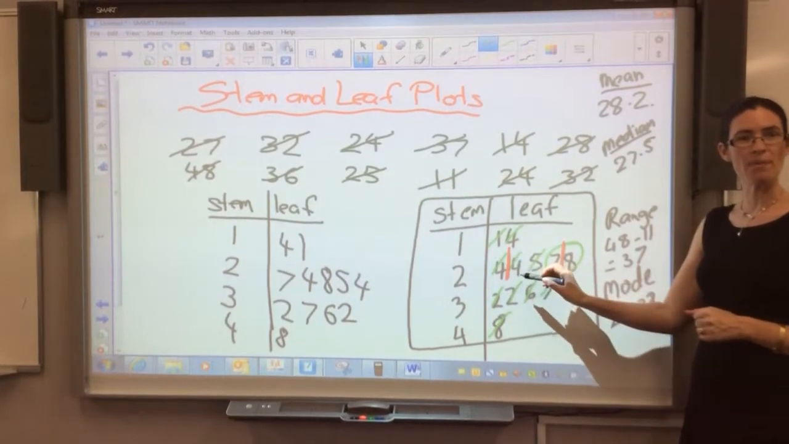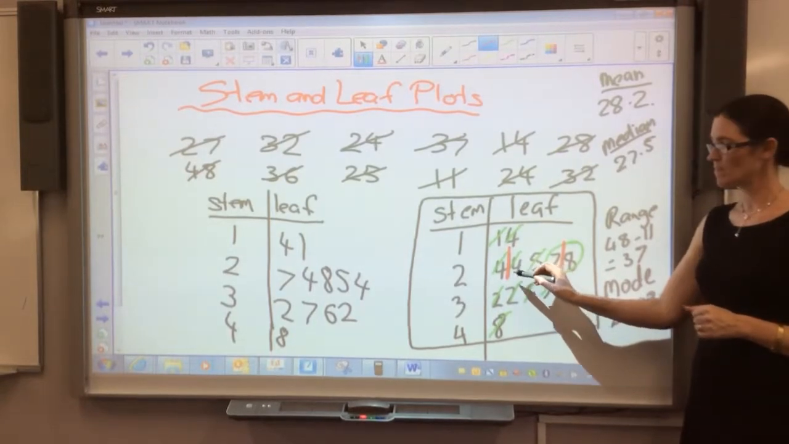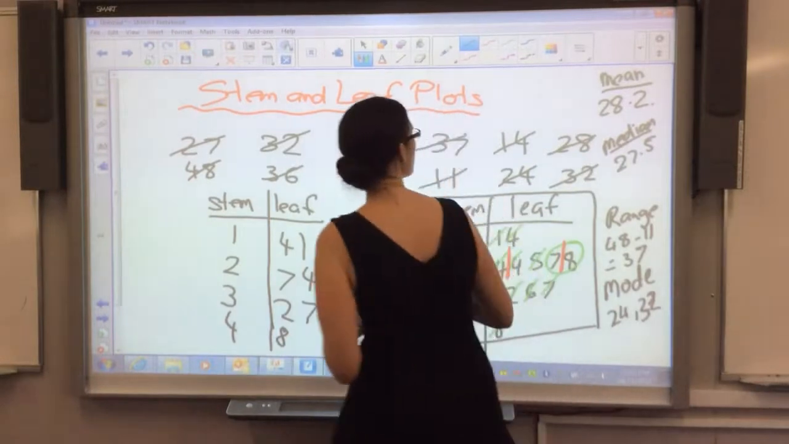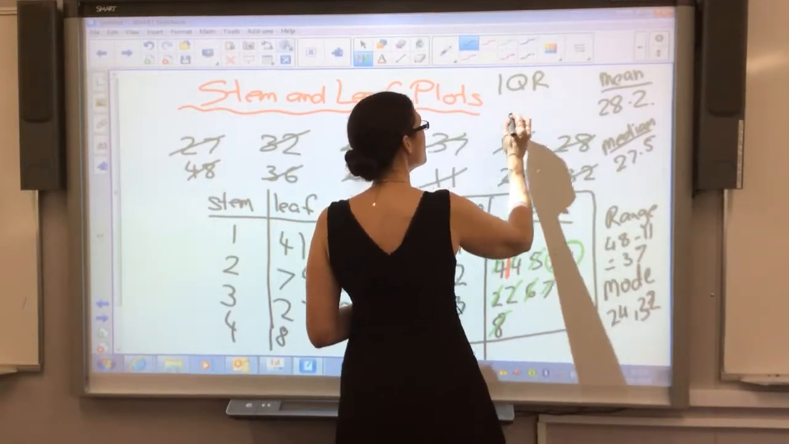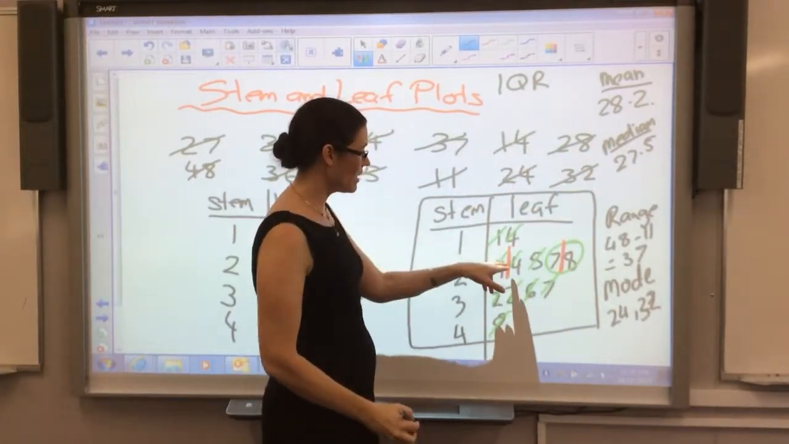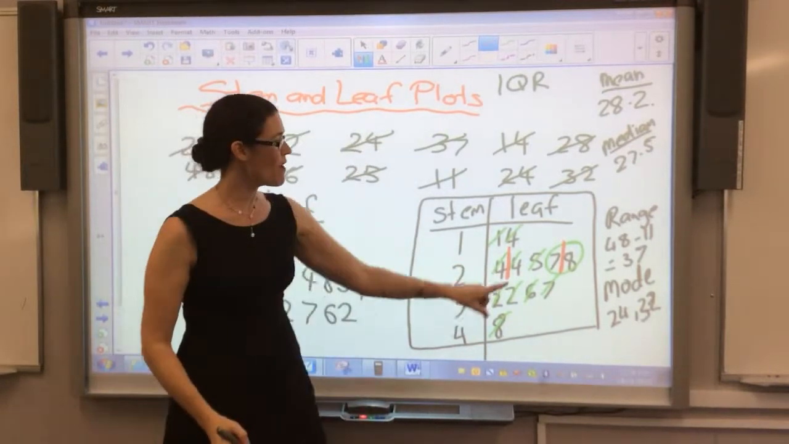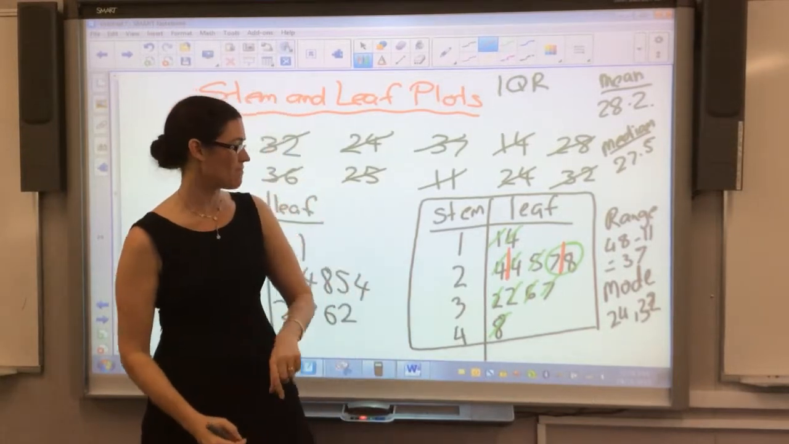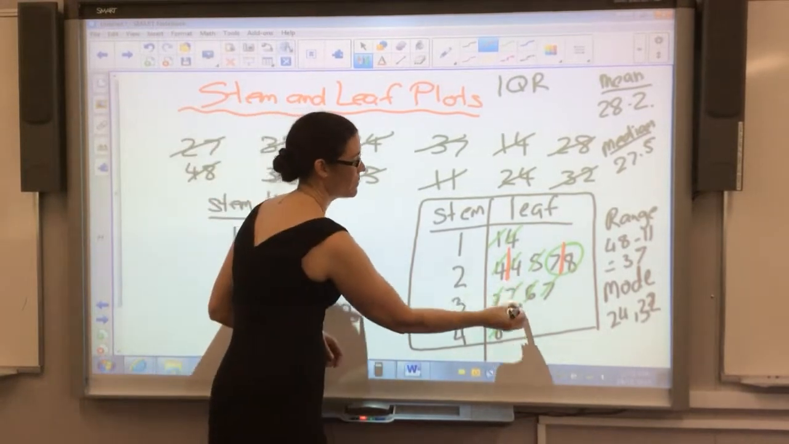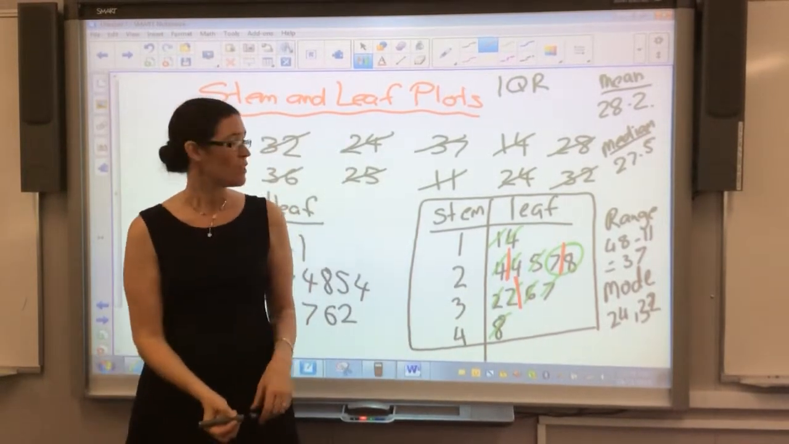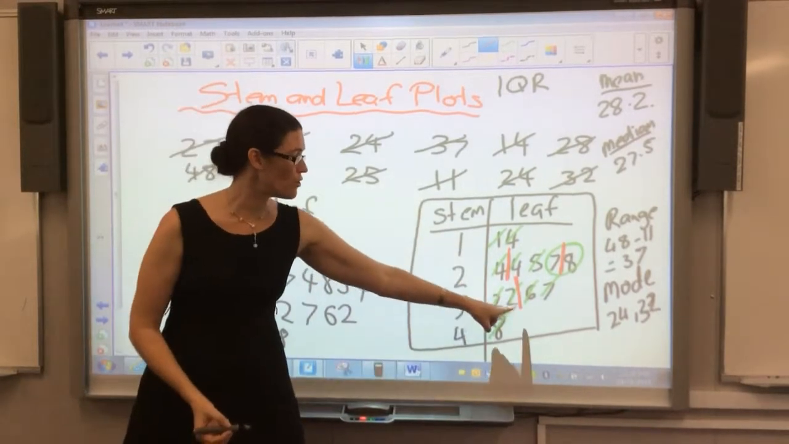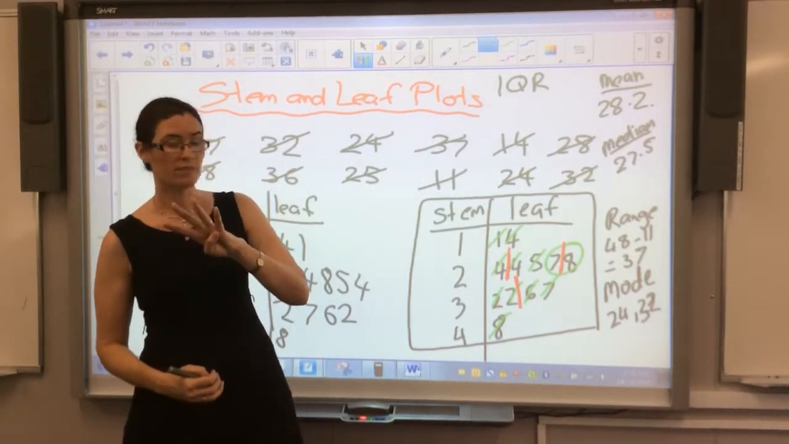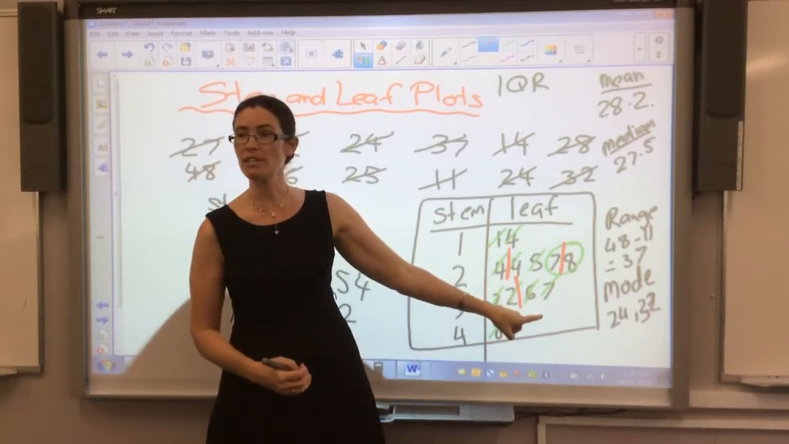So what's Q1? 1 quarter? 24. So if I'm looking for interquartile range, my Q1 is going to be 24. Looking at the top half, 1, 2, 3, 4, 5, 6 scores. Where's halfway? In between here. Is everyone happy with that? So Q1 is 24. Q3 is what? 34. Halfway between 32 and 36 would be 34.